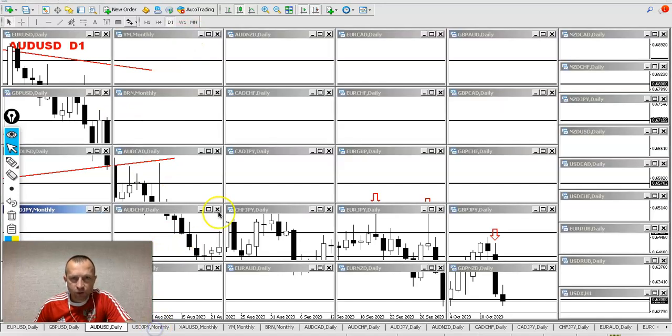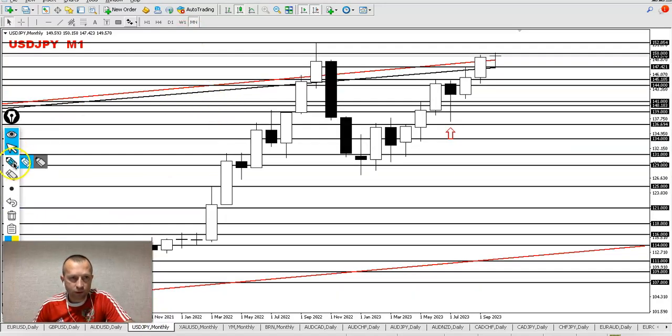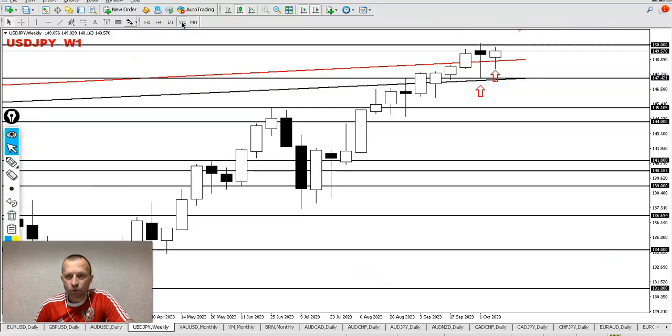Let's switch to USDJPY. USDJPY, it's climbing to the upside as well. I remember I discussed 147, I believe. So we closed September above 147, now testing 150. And it's quite bullish, and no signs of weakness as well.